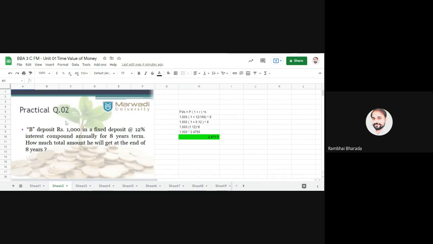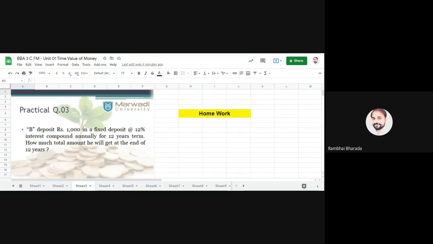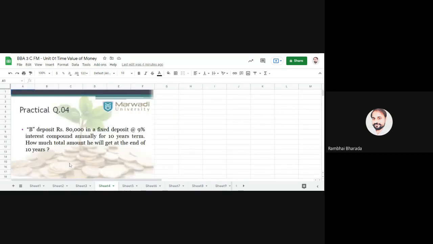He has deposited 1,000 rupees, or 80,000 rupees, a single time. It is a fixed deposit. In a fixed deposit, you need to deposit a single time.